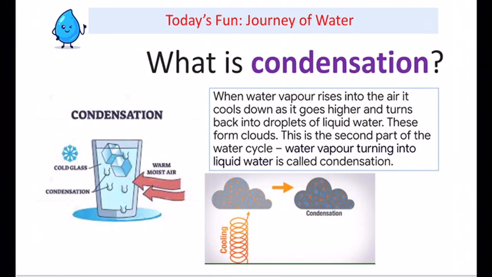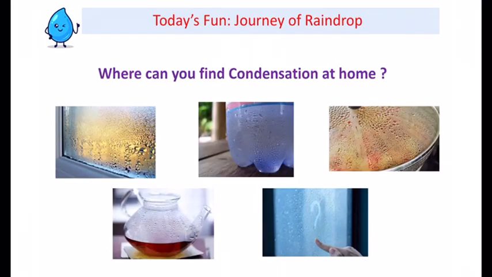What is condensation? When water vapor rises into the air, it cools down as it goes higher and turns back into droplets of liquid water. These form clouds. This is the second part of the water cycle. Water vapor turning into liquid water is called condensation. Where can you find condensation at home?